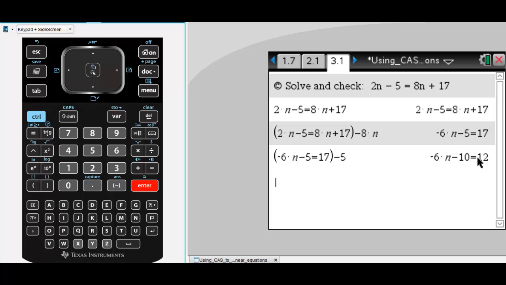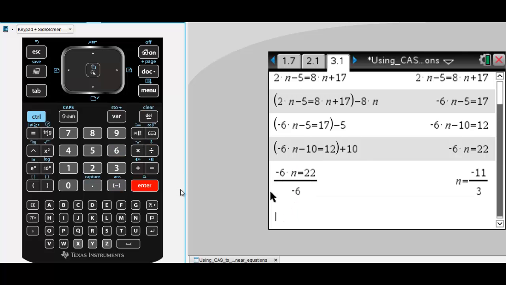So here they have a valid transformation, they just don't have one that helped them. So they could either go back to this equation or proceed from this one because they are equivalent equations. Okay. So let's just go ahead and add 10 to both sides. Let's just go from this one. And then finally divide both sides by -6. And get n equals -11/3, and hopefully that's what they got.